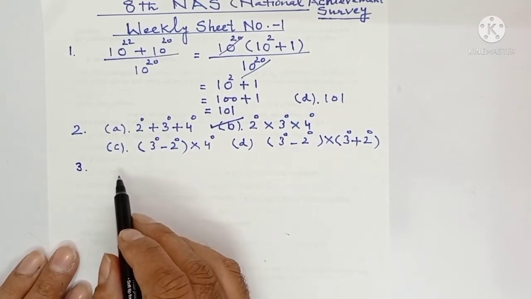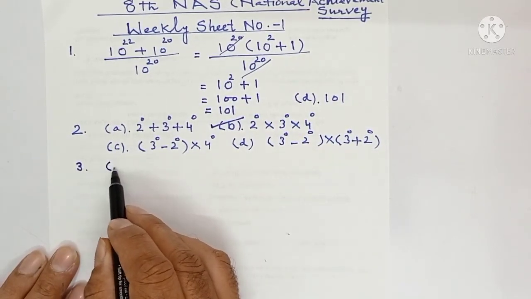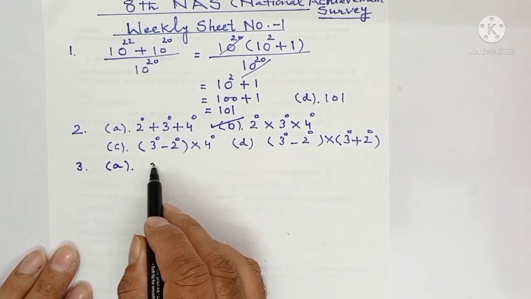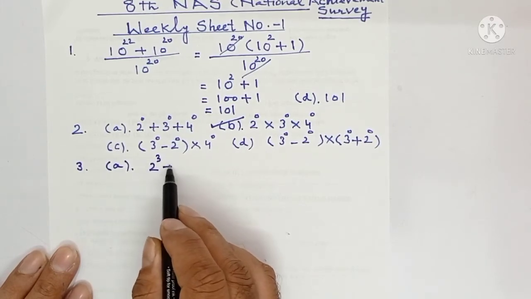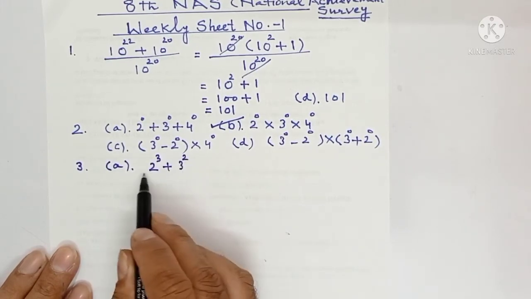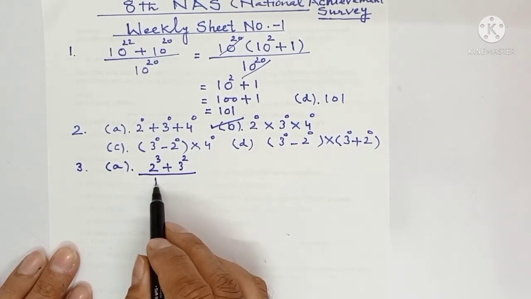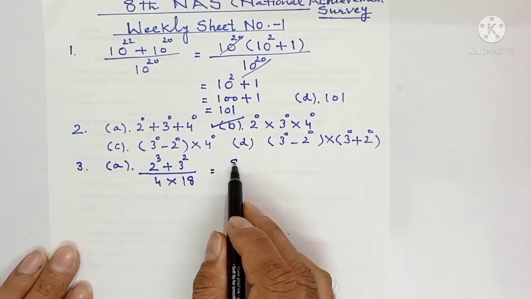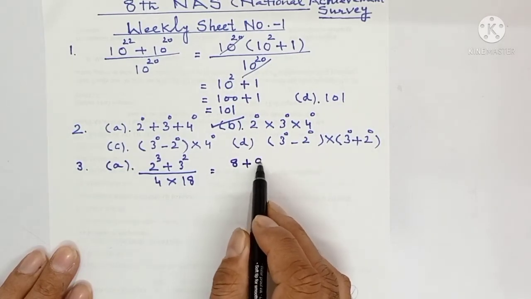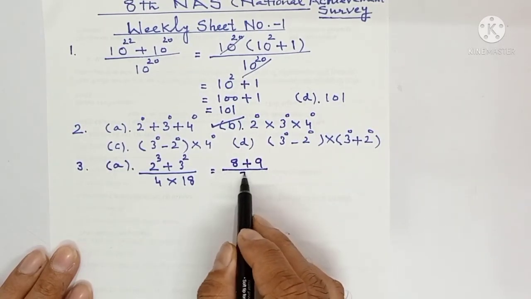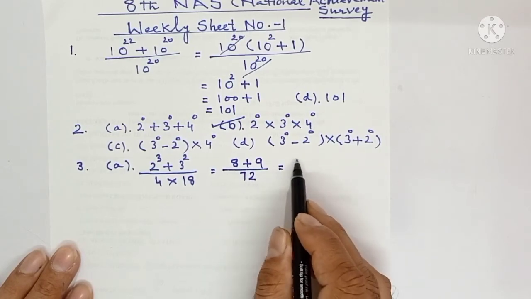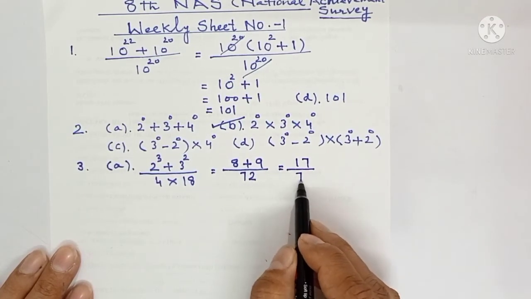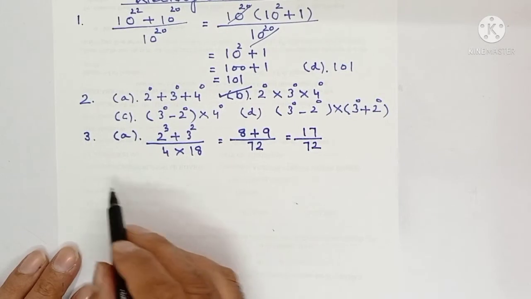Which of the following is not equal to 1? Here the options are: (2^3 plus 3^2) upon 4 multiplied by 18. So 2^3 is what? 8. And 3^2 is 9. And 18 fours are 72. So this is 17 upon 72. So it will not be equal to 1.